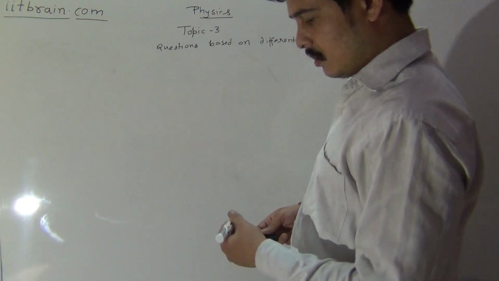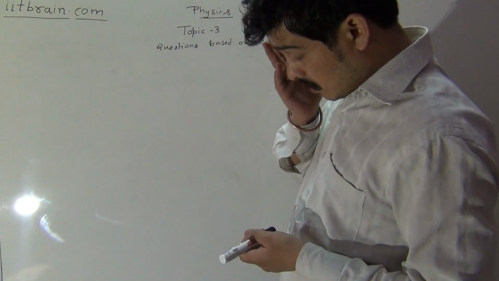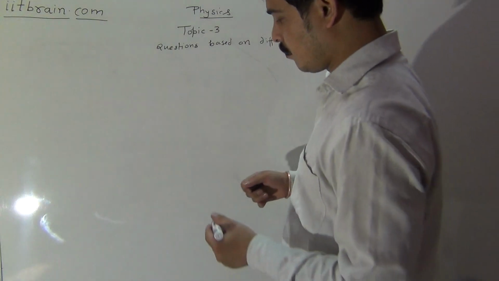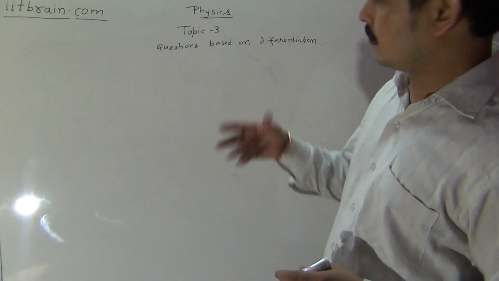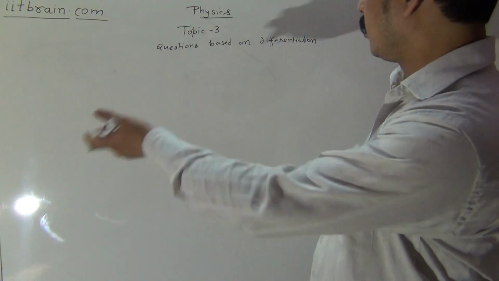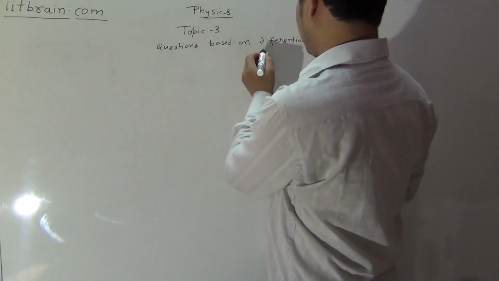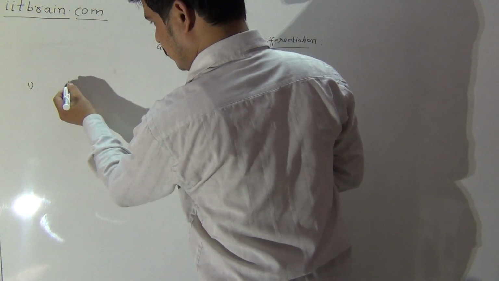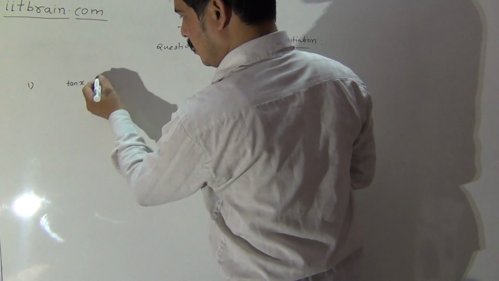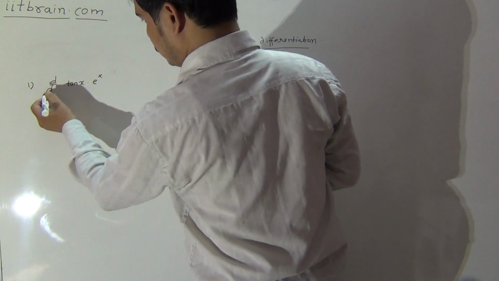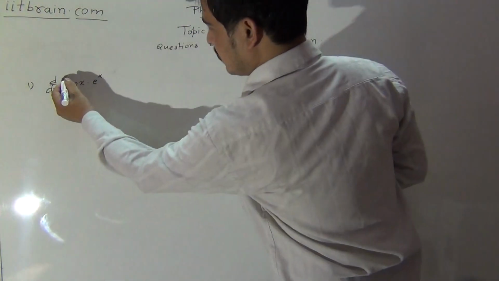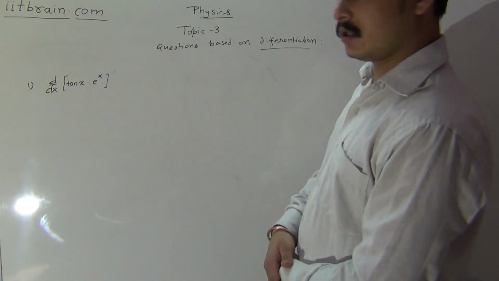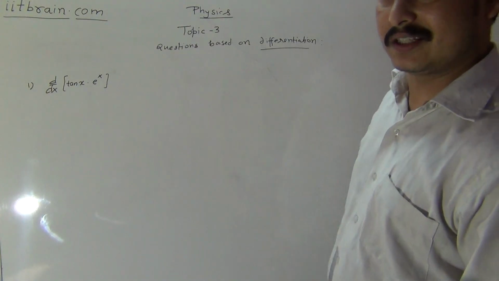Questions based on differentiation. In topic 2, we have discussed all the formulae of differentiation and all the operations related to differentiation. Now we have to use these formulae in some problems to make the concepts clear. Consider a question. It is tan x into e to the power x, and we have to differentiate this. It means differentiate tan x into e to the power x.